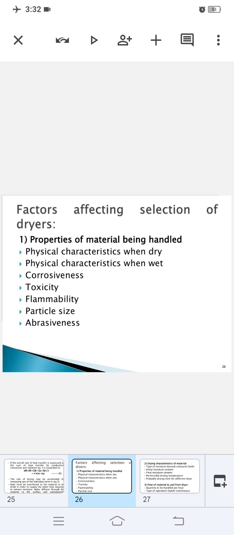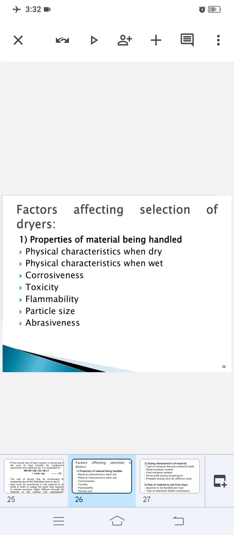Third is your fluidized bed dryer. In this, the solid particles are partially suspended in an upward moving heated gas stream. Advantages of fluidized bed dryer: solid gas contact is excellent, and uniform drying will be there. Again, attrition will be the disadvantage of your FBD.